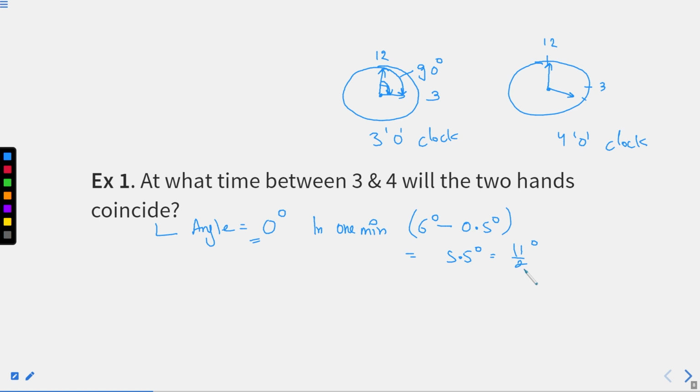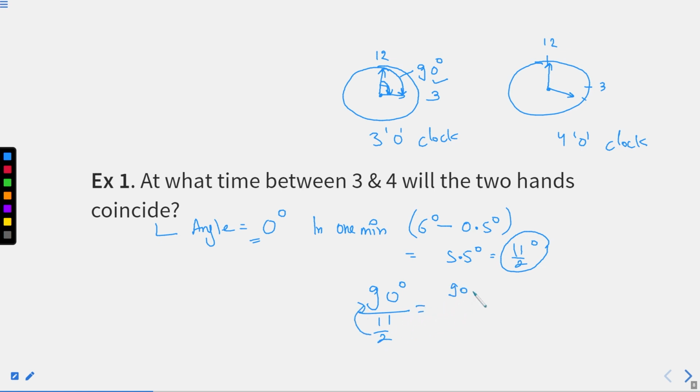In 1 minute, how many degrees we are covering? That is 11/2. And total how many degrees we have to cover? That is 90. So how much minute it will take, right? So we will find out by dividing. Total we have to cover 90. In a minute we are covering 11/2. So in how many times you are able to cover this? We'll solve this.